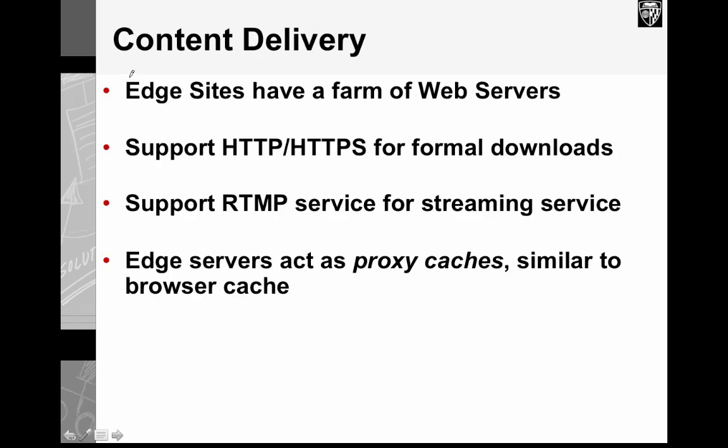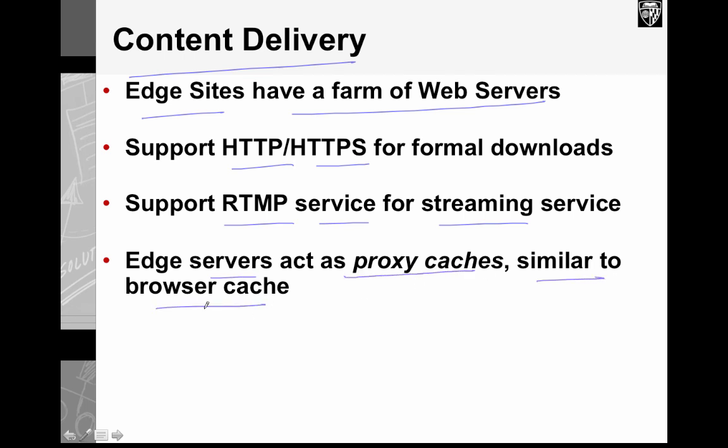In terms of content delivery, the edge servers, which are in edge sites, have a form of web servers. It's not really one edge server that is serving that particular content in Tokyo or in Singapore. It's a form of edge servers that are there in an edge site. And these edge servers will support HTTP and HTTPS because you may want to serve the content over a secure URL. They may also support RTMP service, which is real-time messaging protocol service, so that you can serve the content in real time for streaming purposes. And these edge servers, if you really think about it, are acting as a proxy cache, similar to a browser cache.